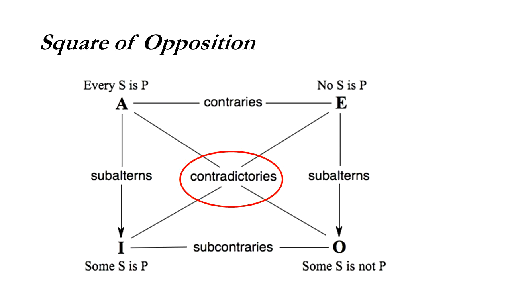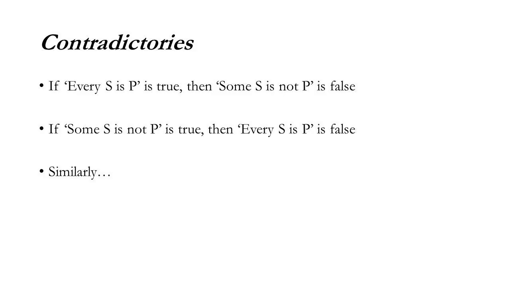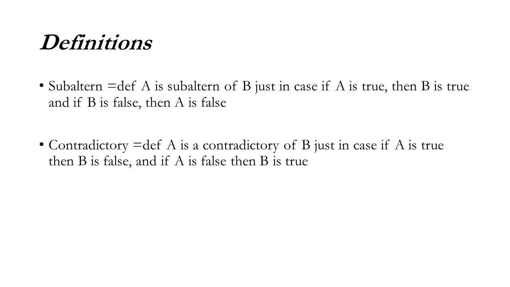Now, let's look at these contradictories. If every S is P is true, then some S is not P is false. And if some S is not P is true, then every S is P is false. Now, this relationship that we're asserting here, this contradictory relationship, works just like that. It holds such that if one expression is true, then its contradictory has to be false. So they toggle, they flip on and off, right?